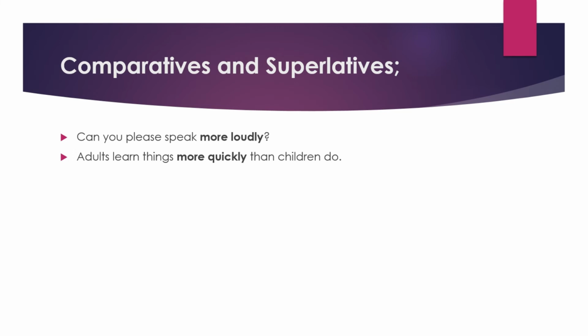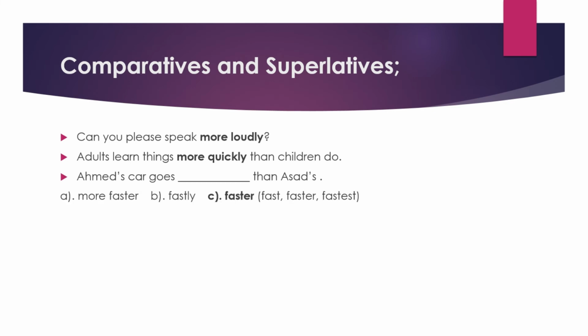So tell me what word or type of adverb will be used. The example is, Ahmad's car goes dash than Asad. Now I'm showing you the options: more faster, fastly, faster. So here faster will be used. How and why? Because the comparative and superlative degree of fast is faster and fastest. It is not more faster or fastly.